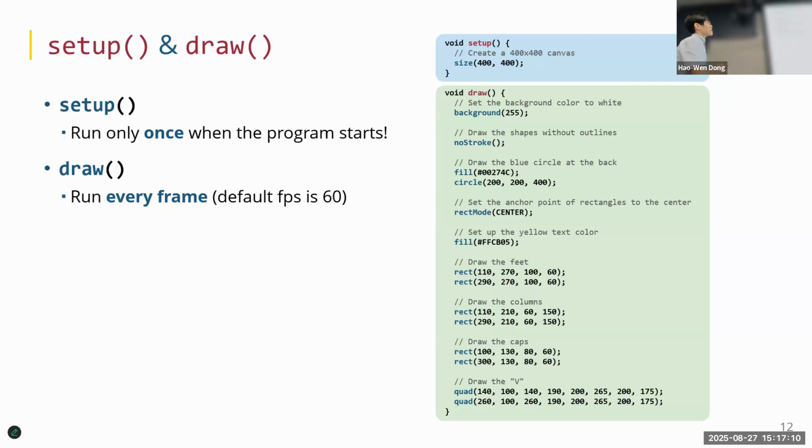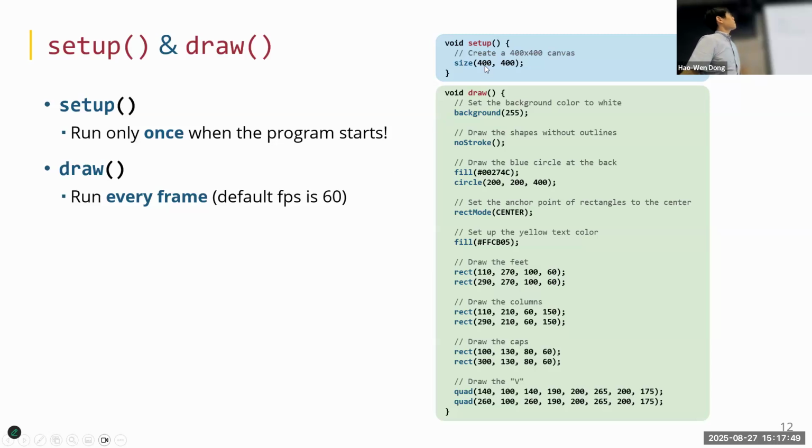So the idea is that setup will only run once when the program starts, and draw will run every frame, and default FPS is 60. So what's happening here is that you set up a canvas. You set up a 400 by 400 canvas, and then you no longer need to do it again and again. It doesn't make sense if, when you are drawing a game or doing something, your canvas will change over time. If that's the case, then you can put it into the draw so that your canvas changes over time. But most of the time, you set a canvas and then you start programming on top of it.